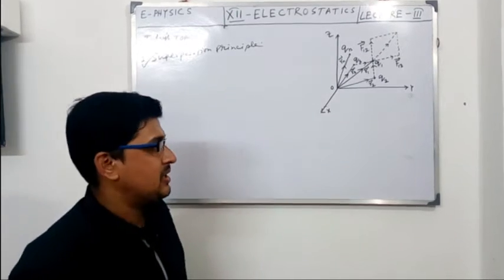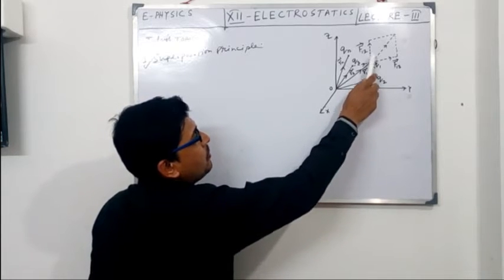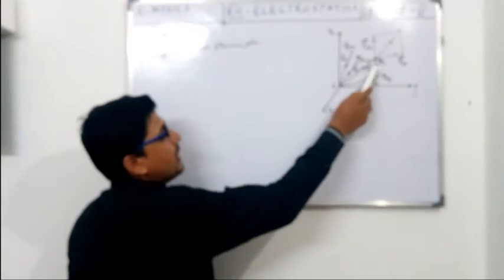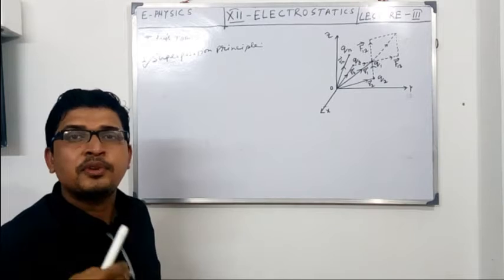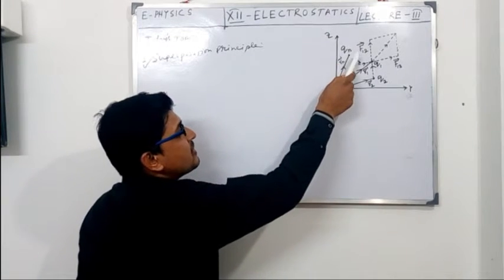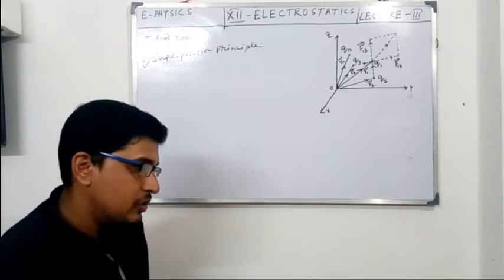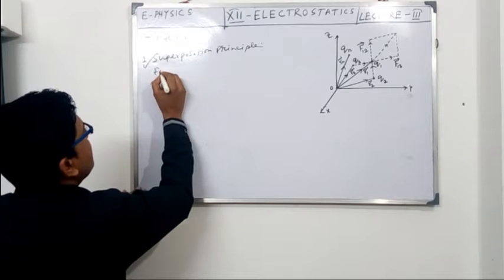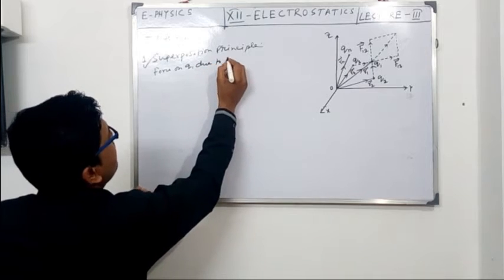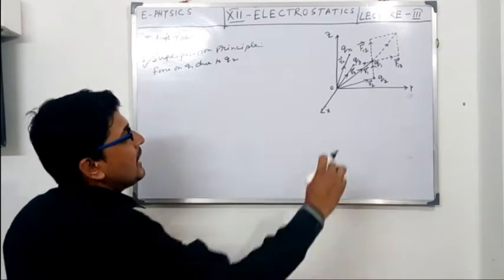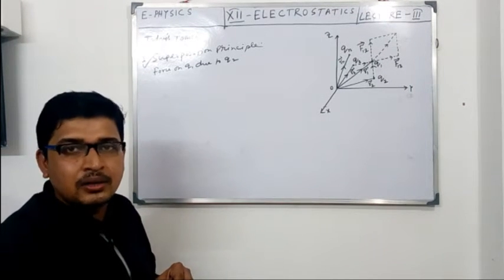Now, one by one, we shall calculate the amount of electrostatic force on Q1 due to Q2, due to Q3, due to Q4, due to Q5, due to Q6, and in a more general way, due to Qn. So first we shall do that. That means the force on Q1 due to Q2. By applying Coulomb's law, we can easily calculate that force.